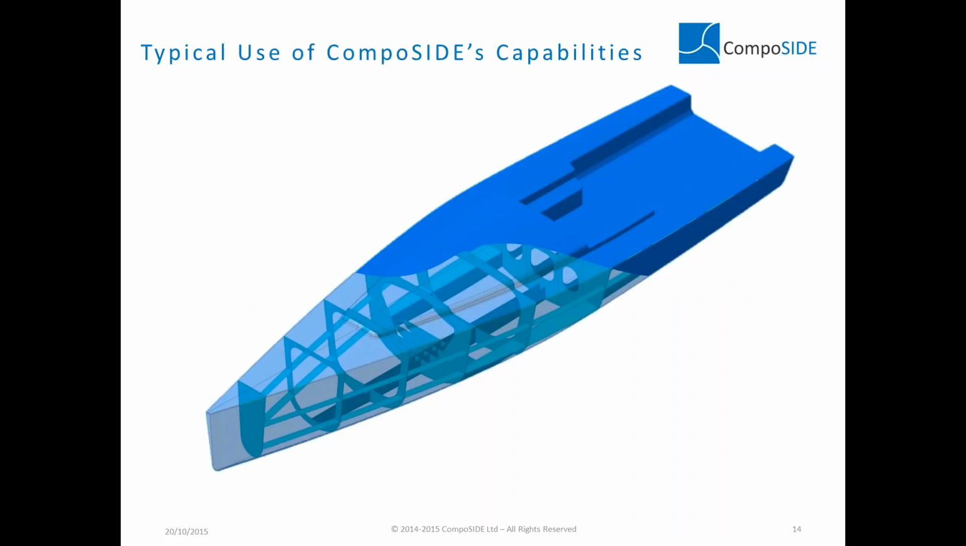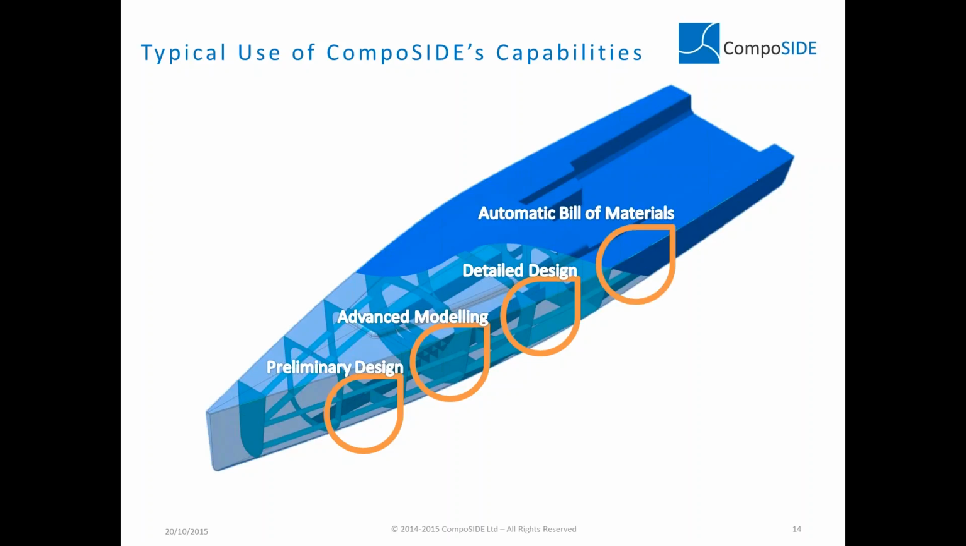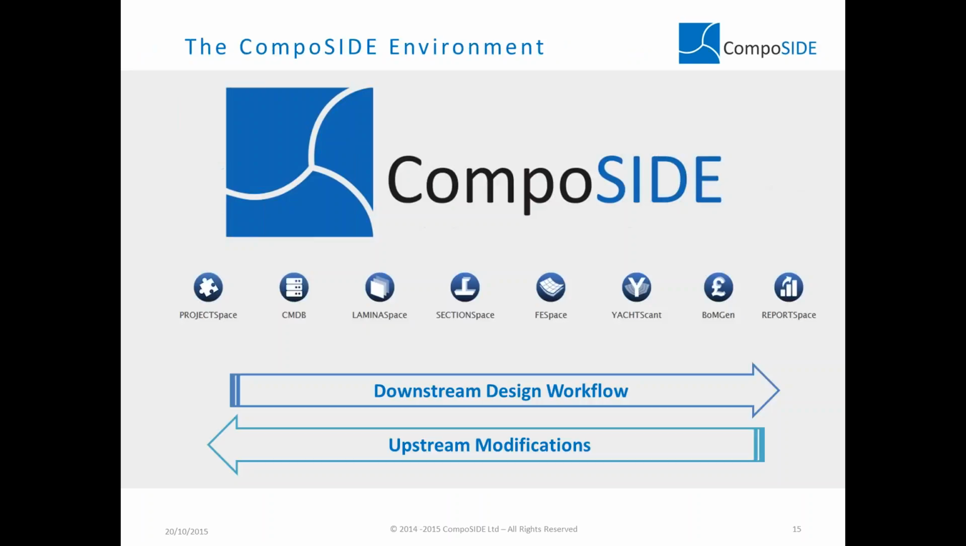So in a typical marine project, CompoSIDE can be used efficiently in the following areas. Preliminary design, including beam and panel design in YachtsCAD. We can then move on to detailed design and advanced design, including further laminate optimization and interlinked structural component design, such as beam girders or bulkhead designs, both of which we'll have an example for. We can also generate automatic bill of materials, so we can get a very quick idea of cost and weight estimations for our product. Documentation and certification, which includes support for engineering drawings, yacht scan reports, laminate space reports, and soon section space reports. So these are all facilitated by the CompoSIDE environment.